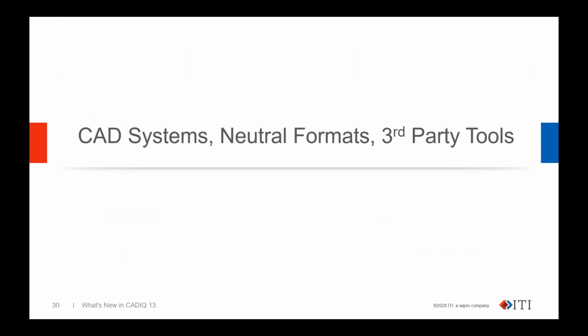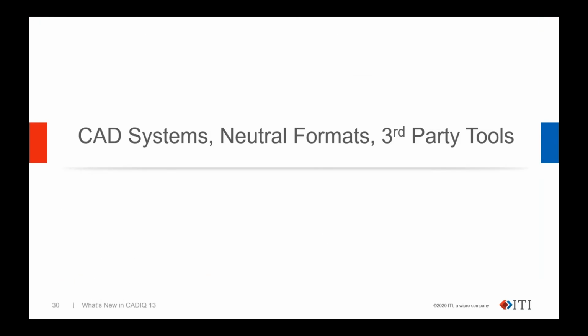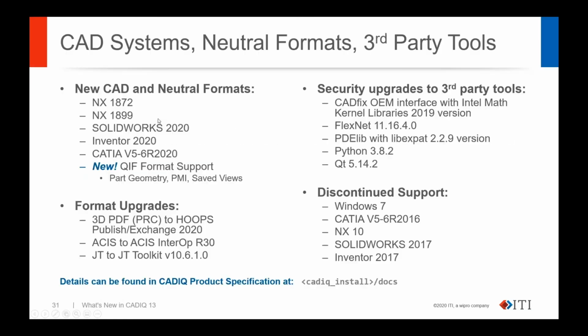And really the last slide I just want to wrap up with is the hodgepodge of updates we've added to various CAD systems, neutral formats, and third-party tools over the course of the last year from CADIQ 12 to CADIQ 13. So we've added CAD system formats of NX, SolidWorks, Inventor, and CATIA, up to the latest new versions that are supported there. Creo 7 was just released recently, and didn't quite make it into 13.00, but will probably come pretty soon after.